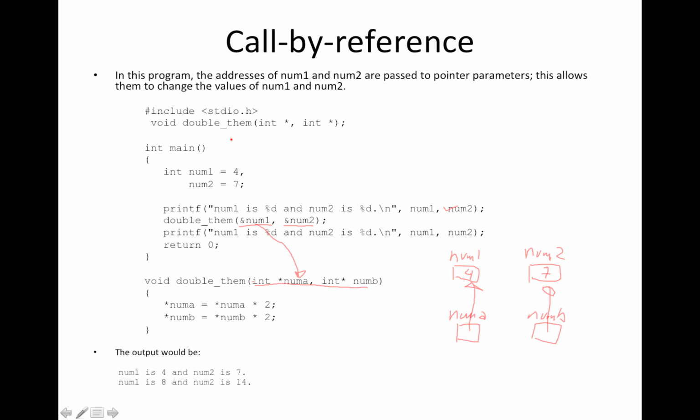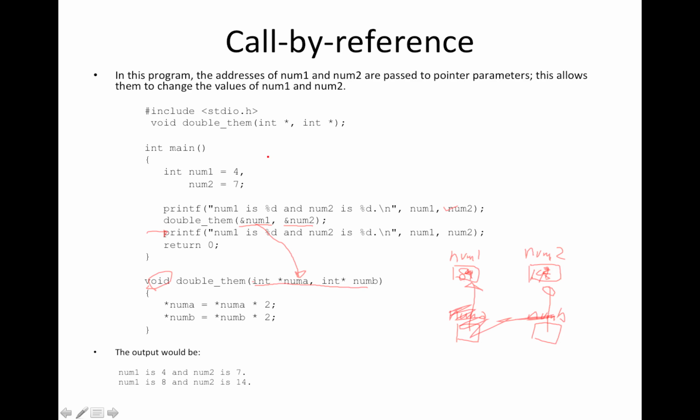We're saying star num-a gets the value of star num-a times 2. So now star num-a gets the value of 8. Similarly, we're saying the value in the location pointed to by num-b, which is 7, times 2 is 14, and we're storing the result back in star num-b. Now again, this is a void function. There's no return statement, but when control leaves the function and goes back to main, the parameters disappear.